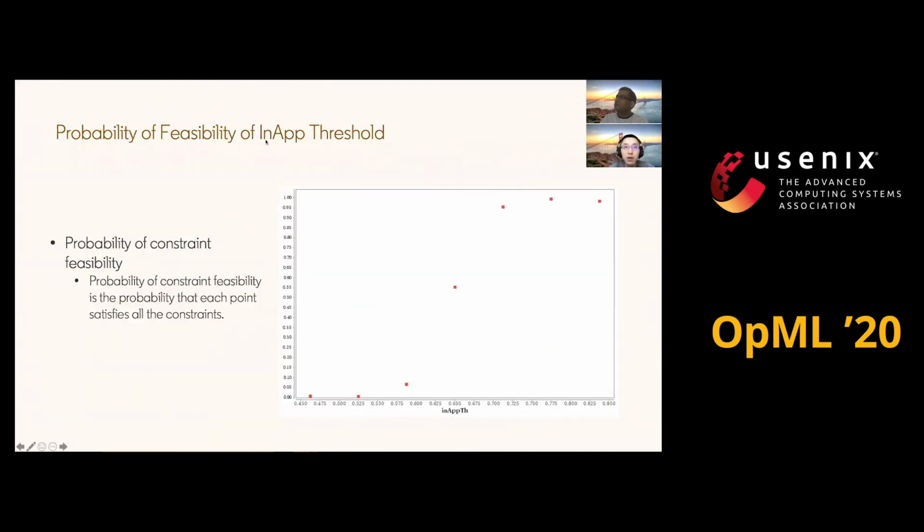Our system also provides plots like the probability of constraint feasibility to better understand the feasible regions of our search space. The higher the probability is, the more feasible the candidate is.